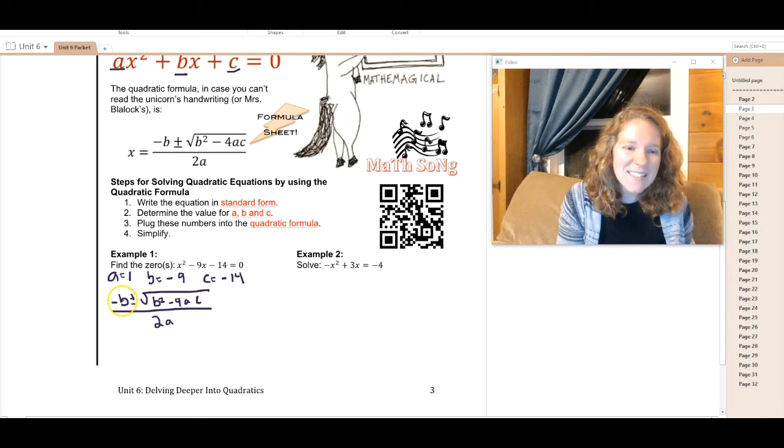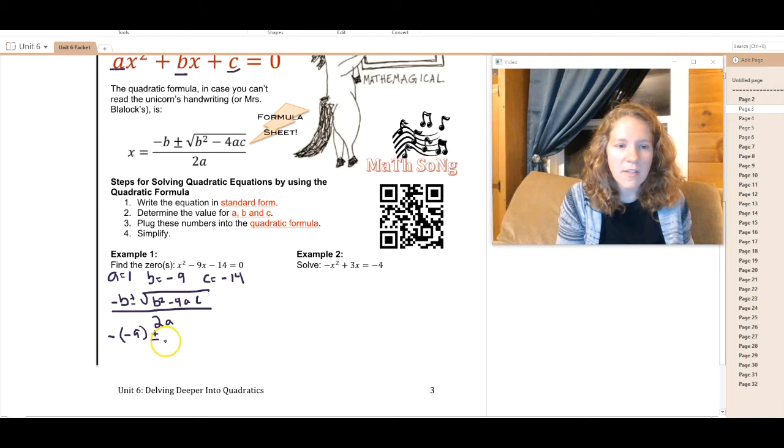Okay, so when I plug this in, make sure that negative stays in front because that is a part of the formula. And when I plug in my b, I'm plugging in -9. So I end up with 2 negatives fairly frequently, so be prepared for that. And then plus or minus the square root of b squared.